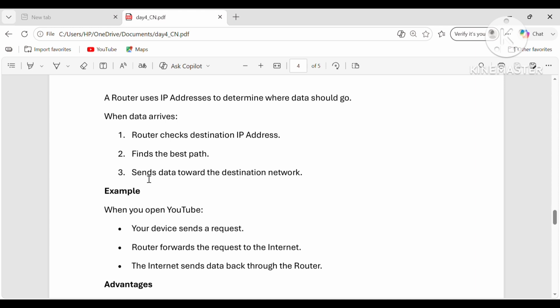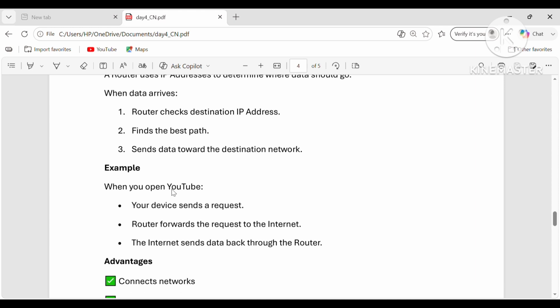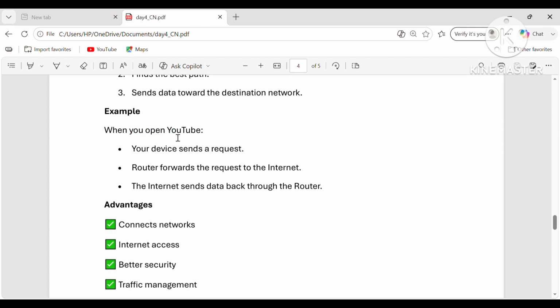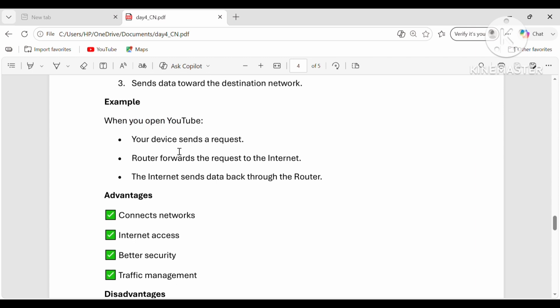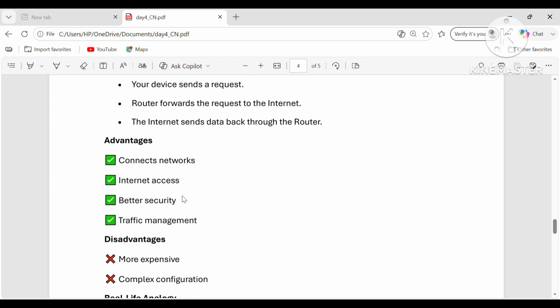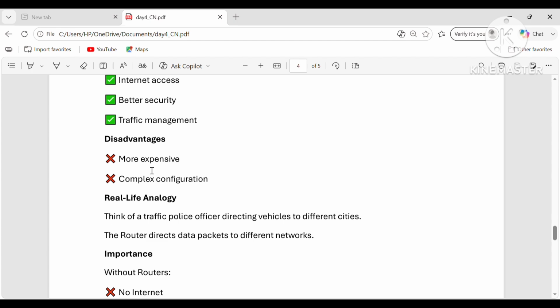For example, when you open YouTube, your device sends a request. The router forwards that request to the internet. The internet sends data back through the router. Advantages: connects networks, internet access, better security, traffic management.